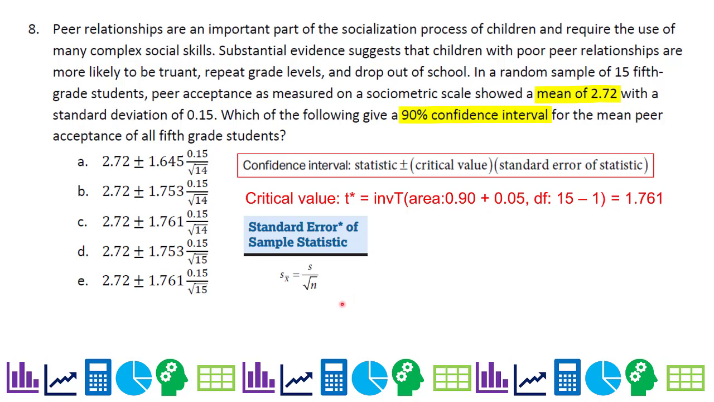Again, this is straight off your math chart. And we have our s, standard deviation of 0.15, and we have our sample size of 15. So our standard error for our statistic is 0.15 over the square root of 15, which is choice E.